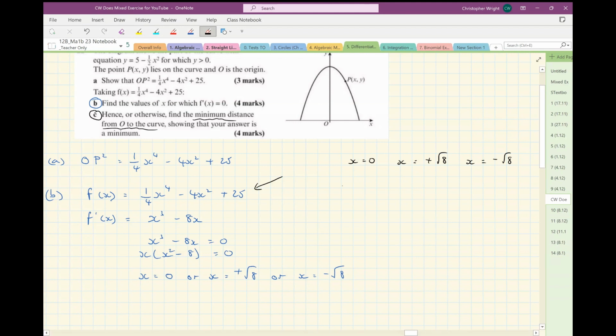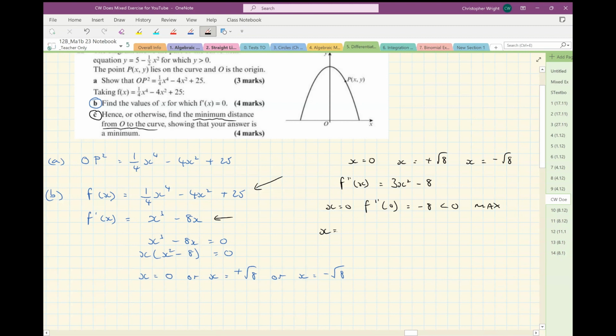Well, to do that, I'm going to look at the second differential. So now I'm differentiating the first differential again. The second differential is equal to 3x squared minus 8. Now, when x is 0, the second differential is minus 8, is negative. So when x is 0, that's at a maximum. I want it to be at a minimum.